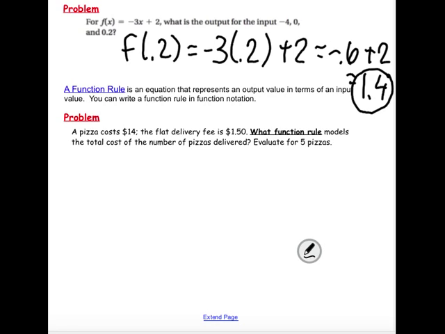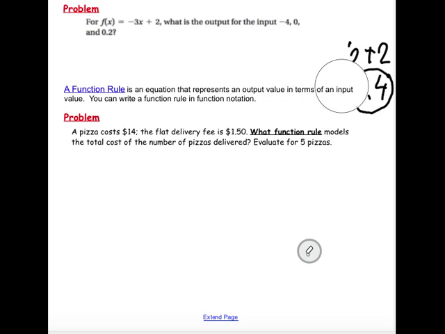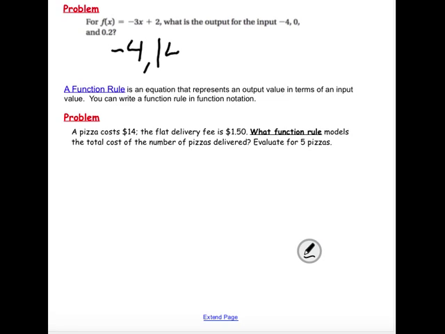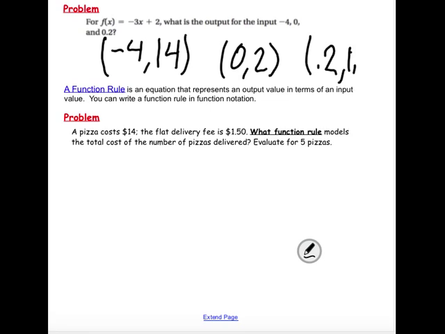So a function rule. Oh, rewind. If we want to write these as ordered pairs, inputs and outputs. Our input for the first one was negative 4. Our answer for that, when we plugged it in, we got 14. So that is our ordered pair, if it asked for ordered pairs. The second one, our input was 0, and we got out 2. That would be that ordered pair. And then the last one, 0.2 and 1.4. So those would be what it looks like if they asked for ordered pairs.